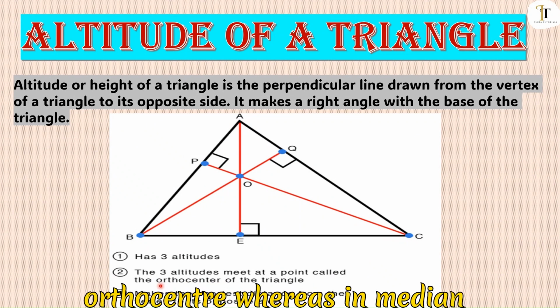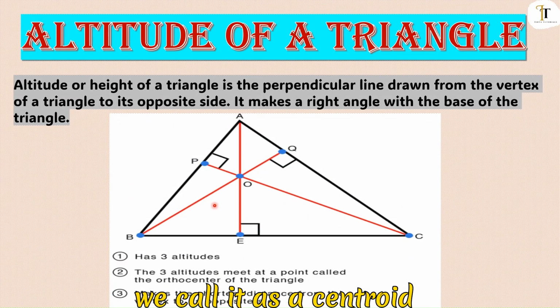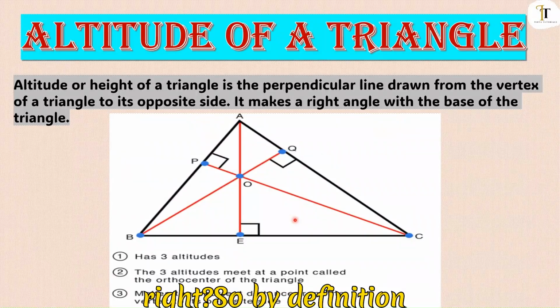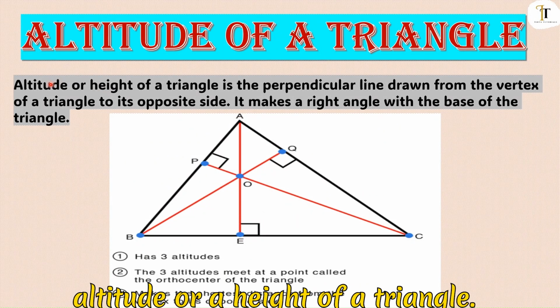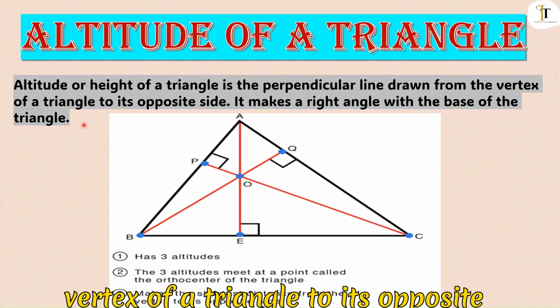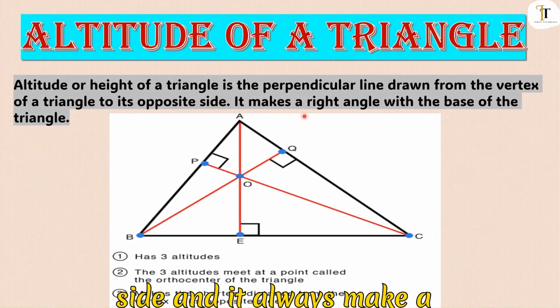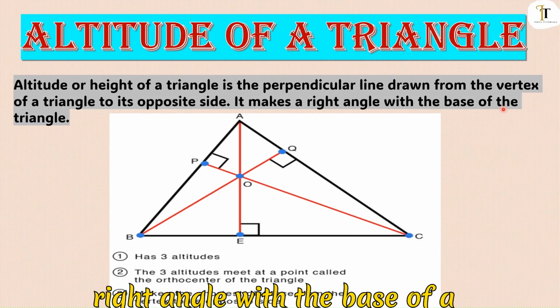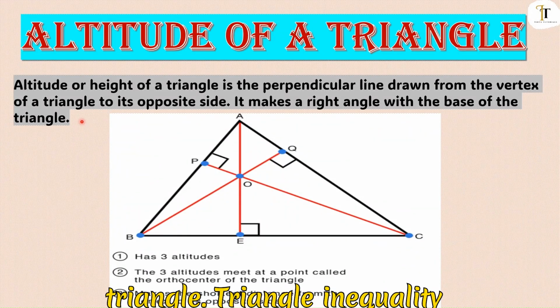What we call orthocenter, whereas in median we call it a centroid, right? So by definition, altitude or height of a triangle is the perpendicular line drawn from the vertex of a triangle to its opposite side, and it always makes a right angle with the base of the triangle.